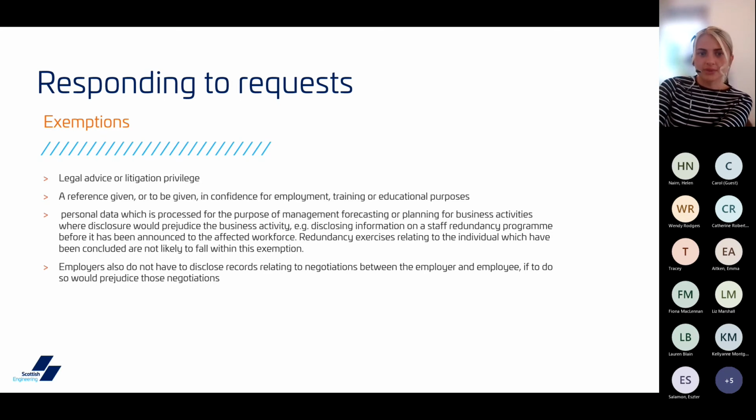As well, any personal data where there's forecasting or planning for business activities. And just an example of what might come under that would be disclosing information on an upcoming staff redundancy before it's been announced to your workforce. So that would fall under this exemption. And again, they don't have to disclose any records relating to any negotiations between the employer and employee, if disclosing them would prejudice those.